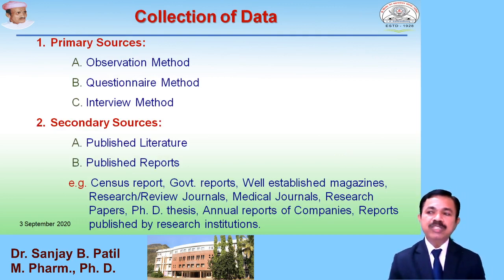Now, how is this data collected? Which are the different methods for collection of data? There are two types of sources depending upon the type of data to be collected. One is primary sources and another one is secondary sources. So what are primary sources of collection of data? The first primary source is the observation method.